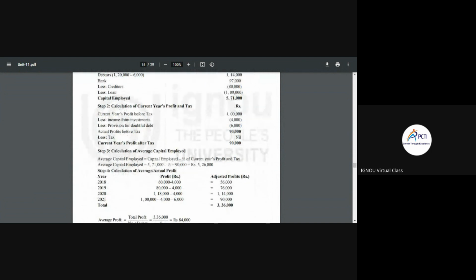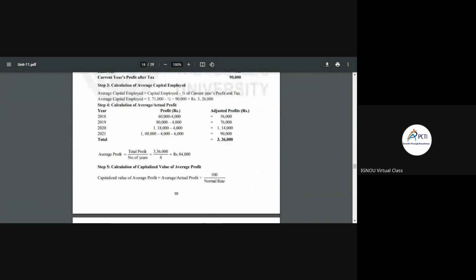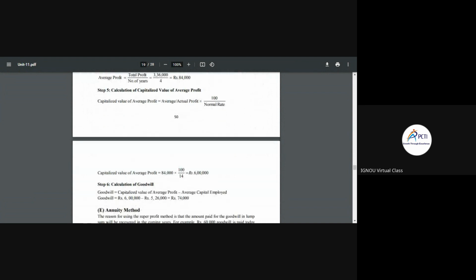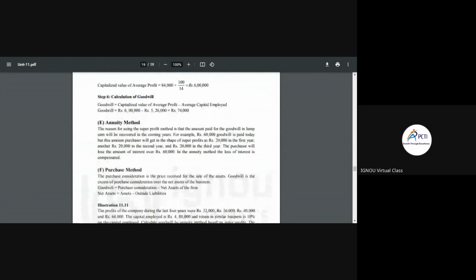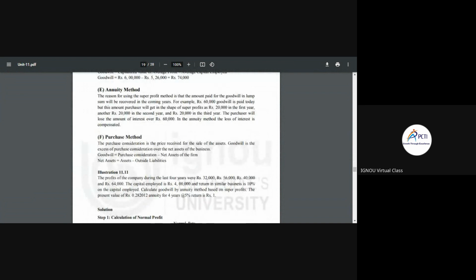In this way, you have different steps which you need to follow. Next one is the annuity method. The reason for using the super profit method is that the amount paid for the goodwill in lump sum will be recovered in the coming years.